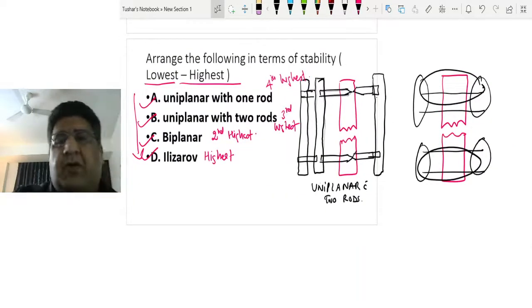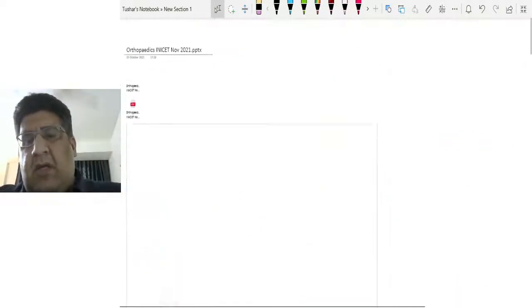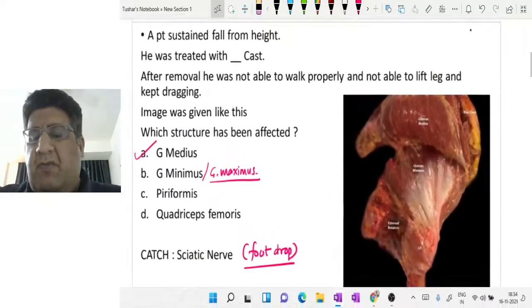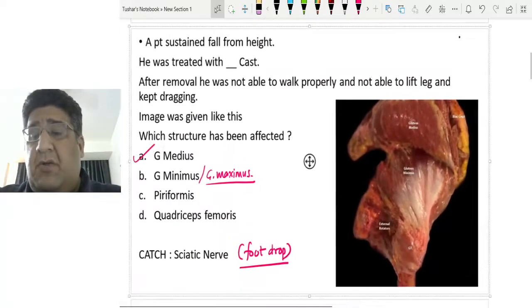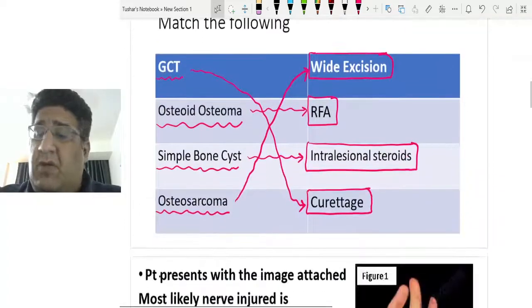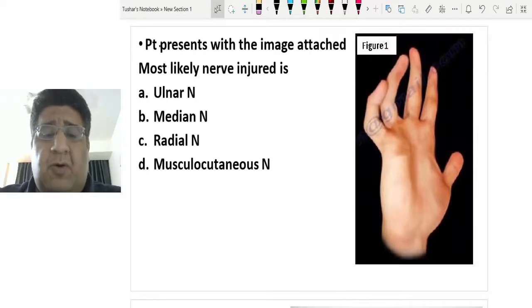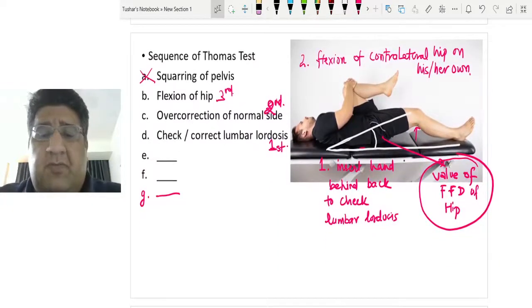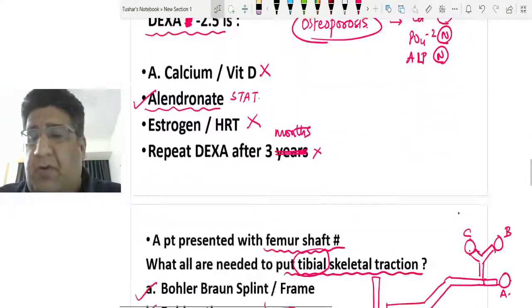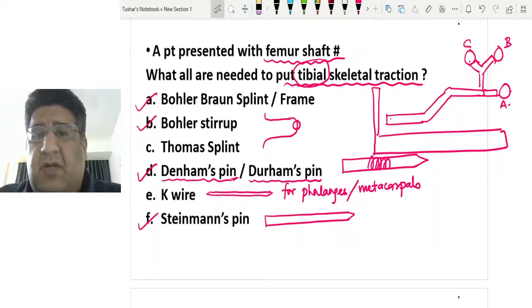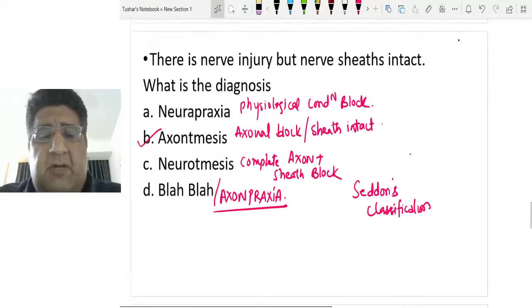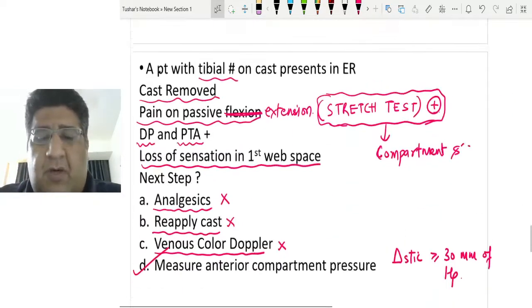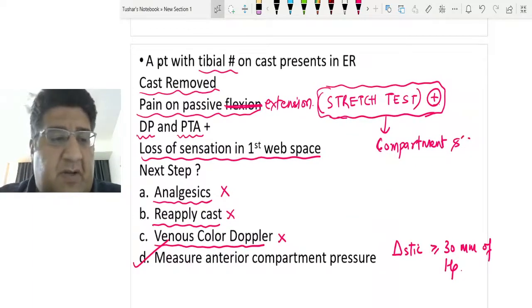I did not feel it was such a rocket science paper, because Trendelenburg, we have discussed, we are aware of the abductors, gluteus medius, minimus, superior gluteal nerve. We know about steroids, we know about RFA, curettage excision, we know about partial claw hand, we understand Thomas test, maybe steps were a little difficult, we know drug of choice osteoporosis, we know Steinmann, we know Dunham, we know K-wire, we know Bohler stirrup, we know Bohler Braun splint, we know Thomas. This though was just a cakewalk, and compartment, as everybody is aware of it.